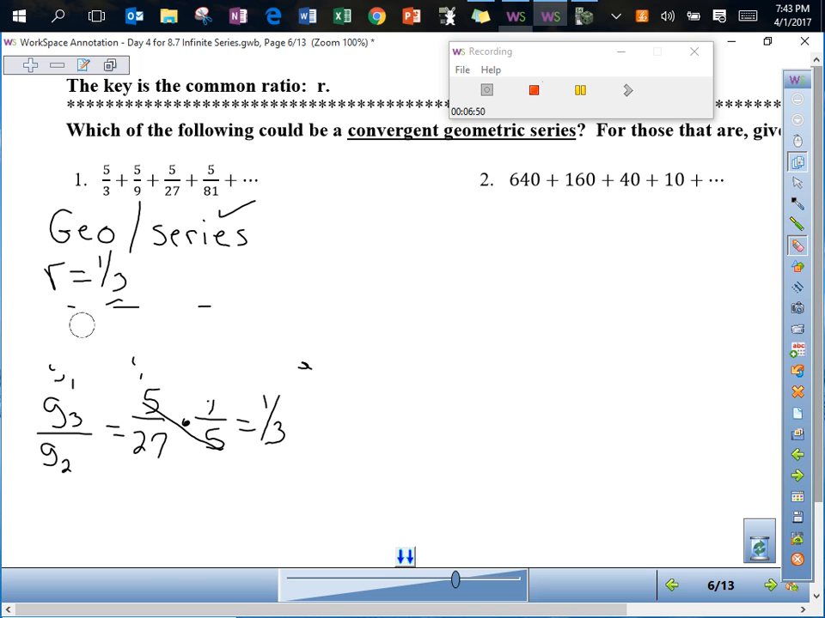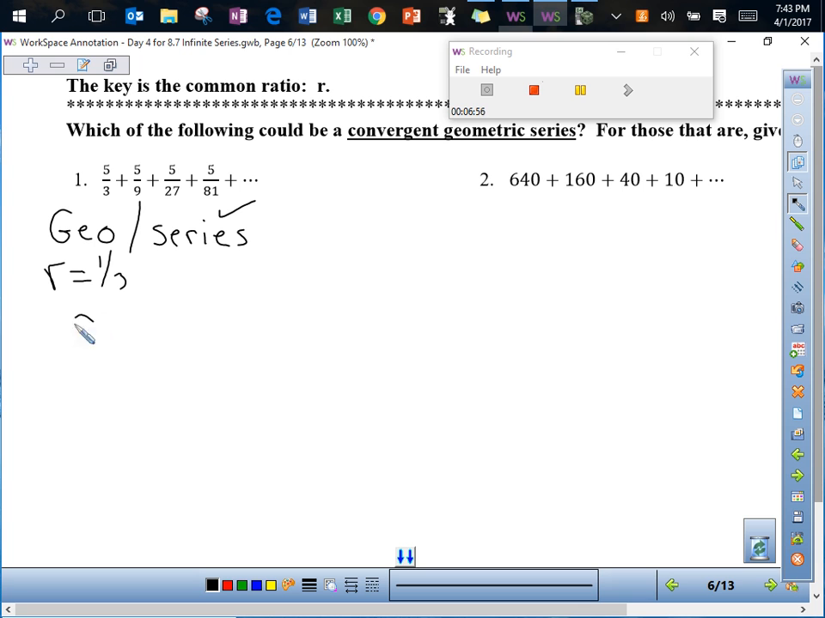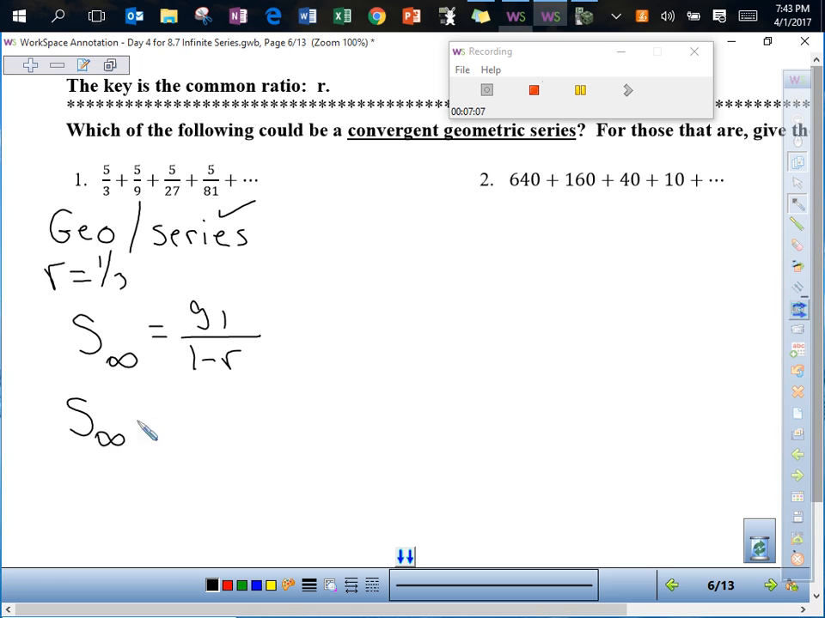Now, watch how easy it is to come up with this sum now. I'm going to take g sub 1. The sum, as we go to infinity, is going to be g sub 1 over 1 minus r. So I've got the sum as we go to infinity is going to be 5/3 divided by 1 minus 1/3, which becomes 2/3.